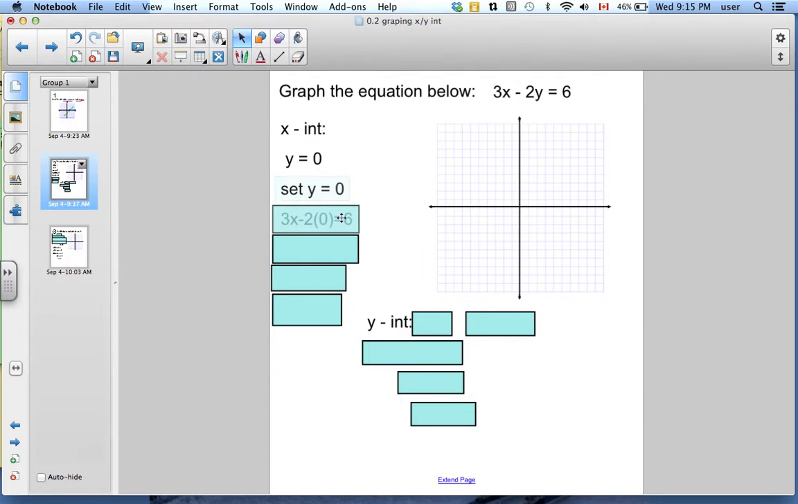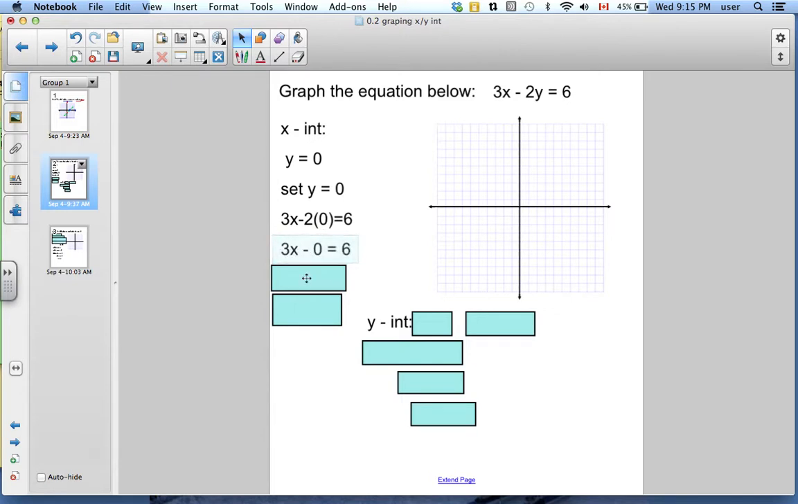So when you go through that, anything multiplied by 0 you know is equal to 0. This line here you don't need to really write. You know that it's 3x minus 0 equals 6. You don't have to write that because you don't need to have the 0 there. Your next line is going to look like 3x equals 6. So you don't have to write the 0 at all.